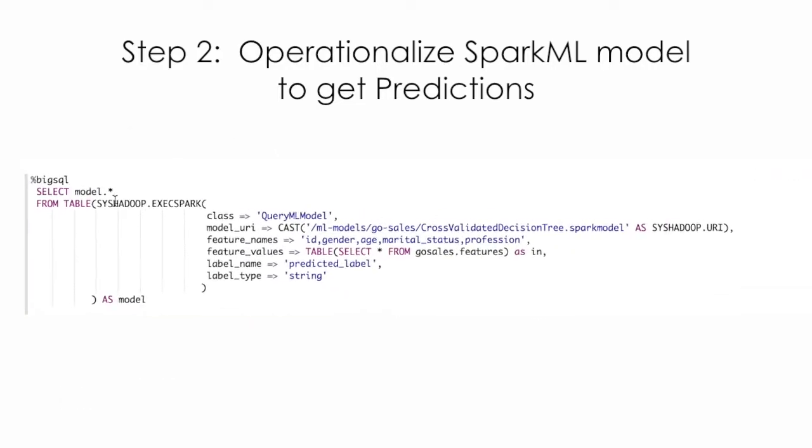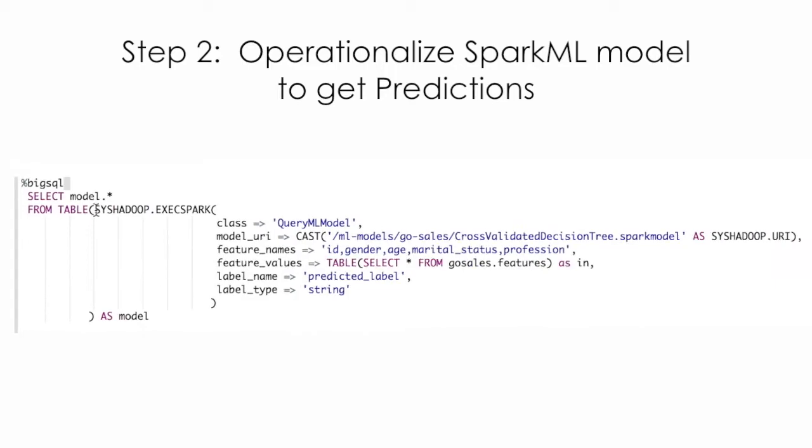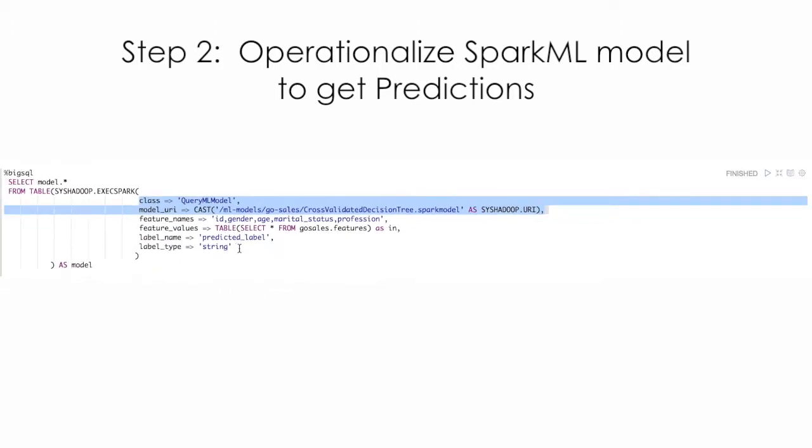This code can be written in any open source notebook or DSX. Eric calls the syshadoop exec Spark function that is the integration point between Big SQL and Spark. He specifies the query ML model class and the location of the ML model on HDFS, specifies the feature names, and provides these features via a Big SQL table, gosales.features. Let's run this.